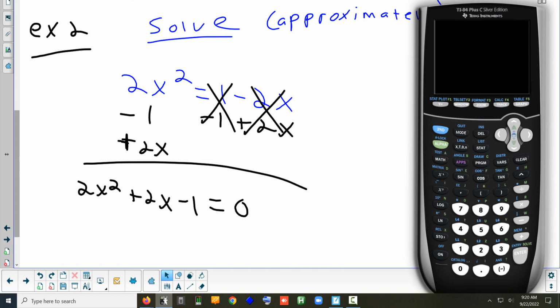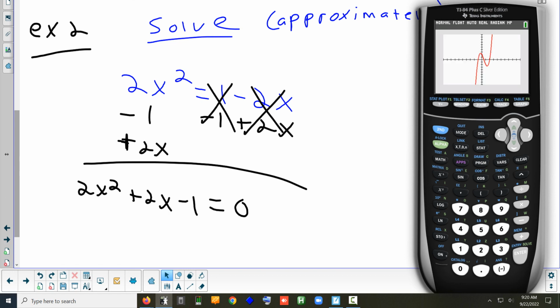Let's type that in. We're going to graph it and see what we get. Now remember, we could cross 0, 1, or 2 times. So 2x squared plus 2x minus 1.